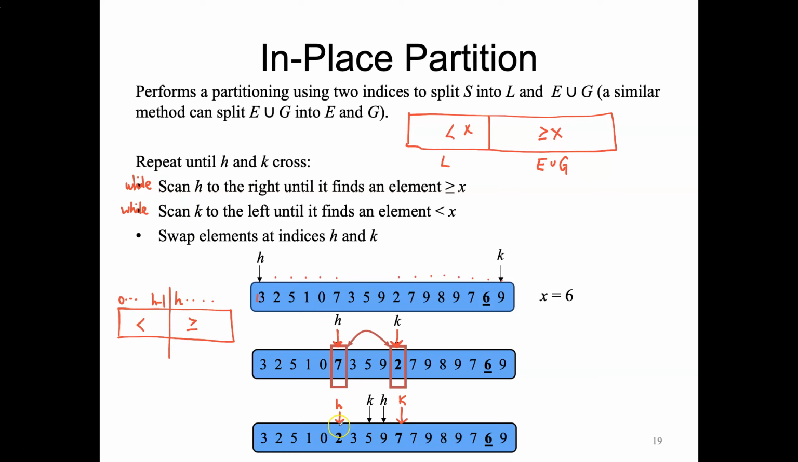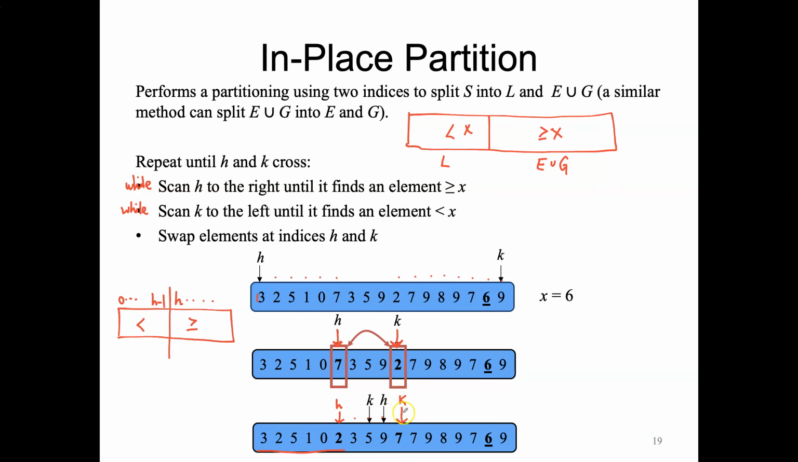So now h is pointing here. We have built up so far everything on the left of h is strictly less than our pivot. Now we're going to increment h again until we find some value which is greater than or equal to our pivot. And then we stop there.